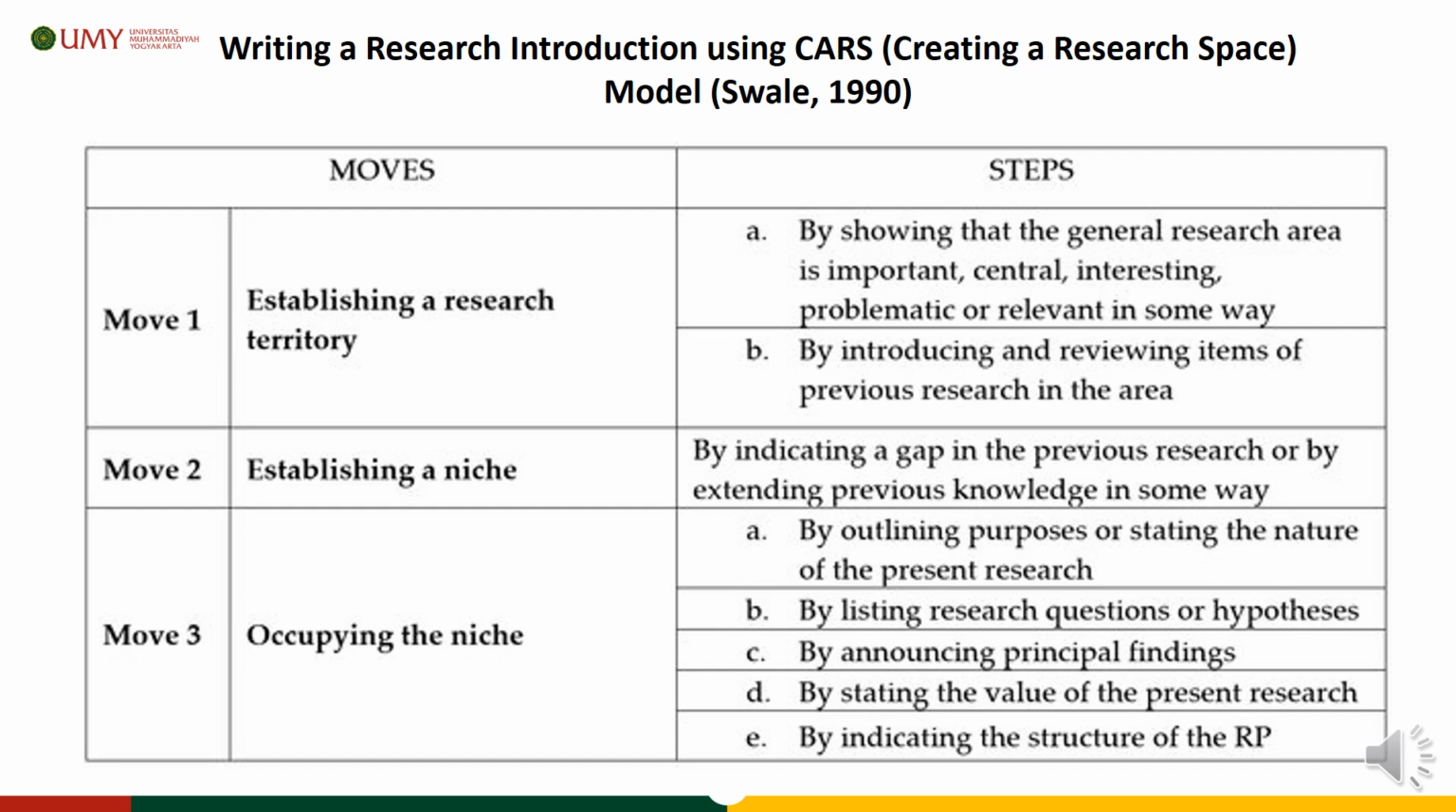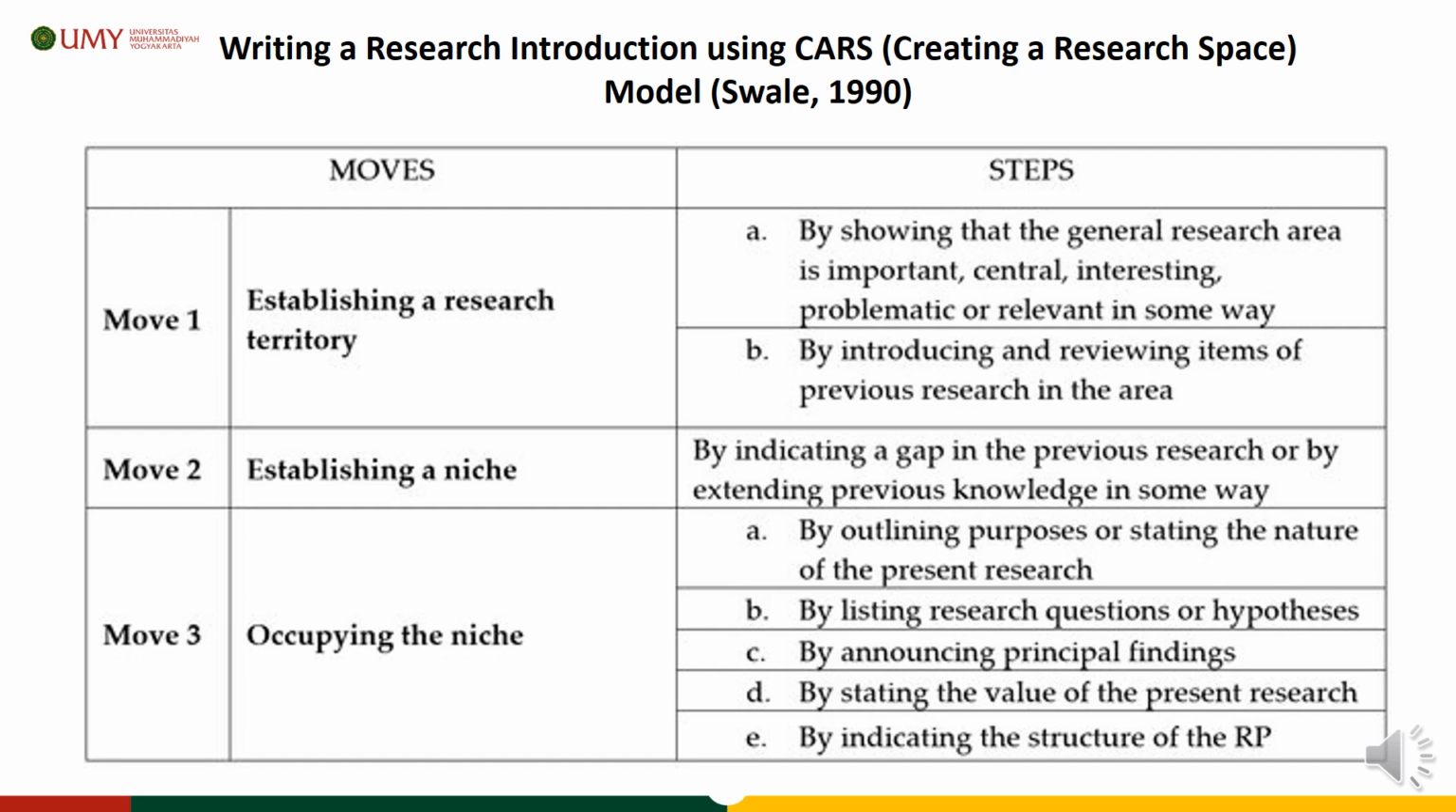So this is the summary of writing introduction using CARS model, or creating a research space. So move 1 is called establishing research territory by showing that general research area is important, central and interesting, problematic or relevant in some way, or by introducing and reviewing items of previous research in the area. And move 2 is called establishing a niche by indicating a gap in the previous research or by extending previous knowledge in some way. And the move 3 is occupying the niche.